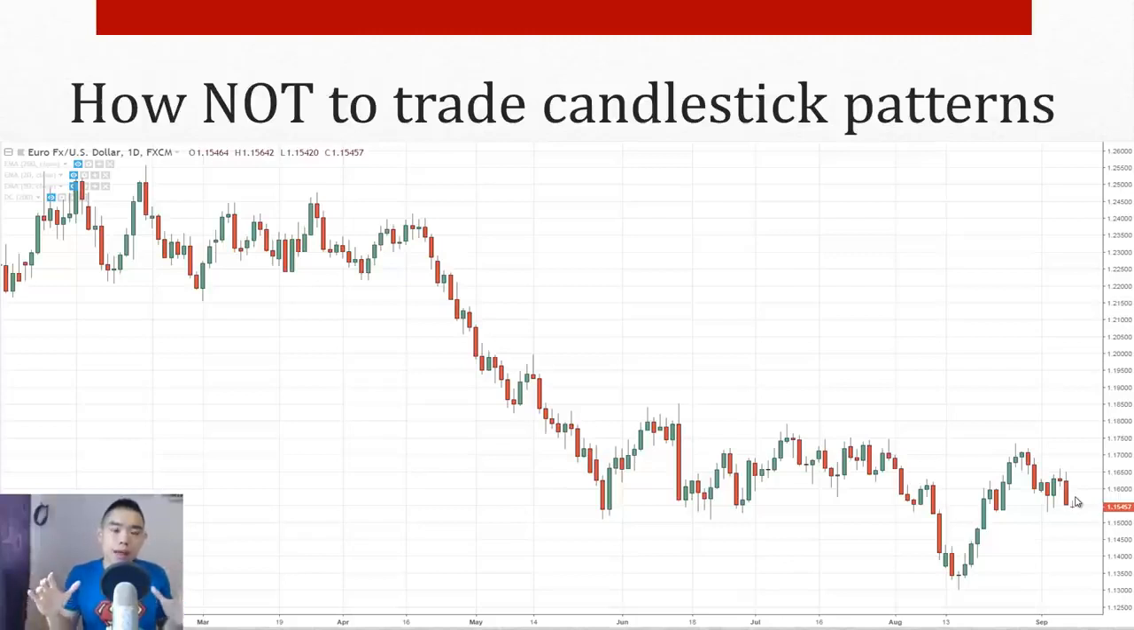But first, the message I'm trying to bring over here is that you don't want to trade candlestick patterns in isolation. What is isolation? It means you don't want to trade candlestick patterns by themselves. Just because the candlestick is green doesn't mean you go long. Just because it's red doesn't mean you go short. That's what I mean by isolation. So don't trade candlestick patterns in this manner.